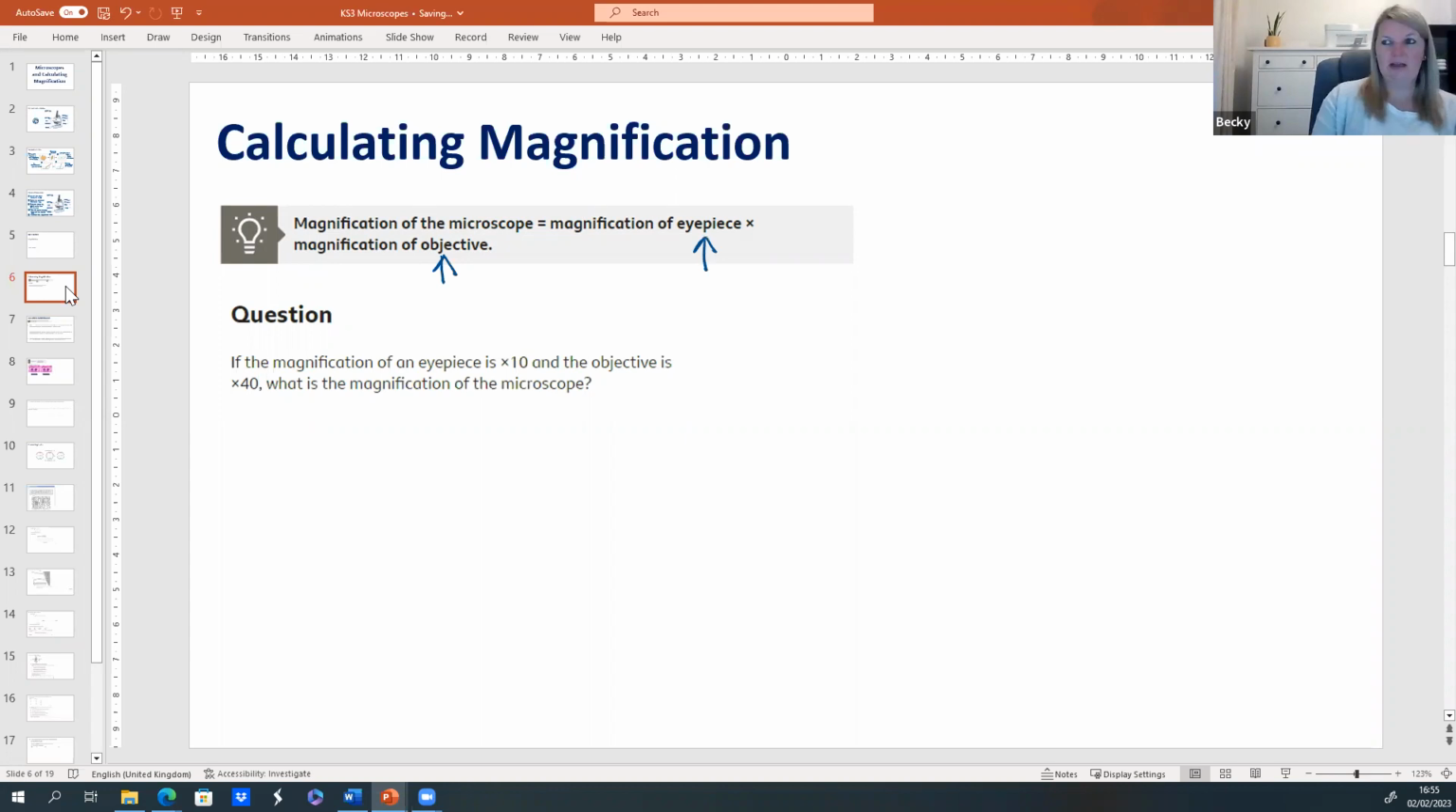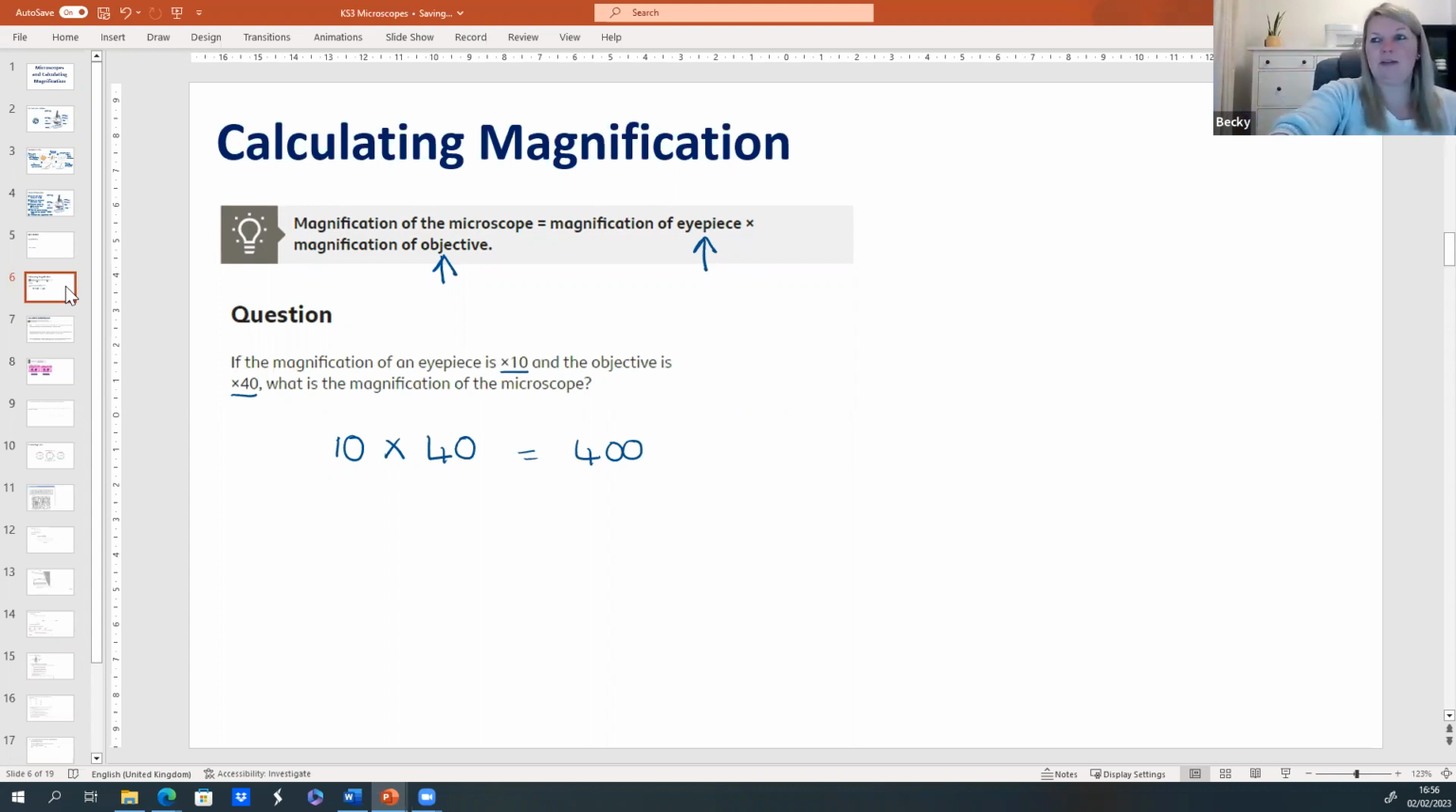So if we have a quick look at this question, these are dead straightforward. We've got an eyepiece lens of times 10 and an objective lens of times 40. We multiply those two together and we get a total magnification, so whatever we're looking at will be 400 times bigger. That's the easy part of the magnification calculations. We're going to make them a little bit harder in a minute.